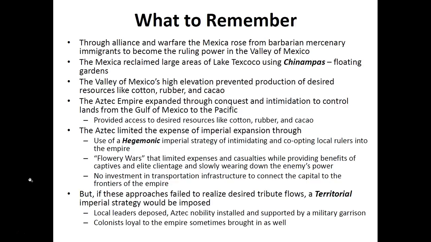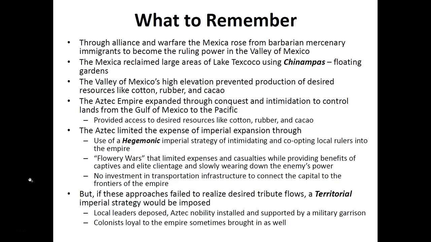If the hegemonic approach, however, failed to realize the desired tribute flows, if there was continued resistance, a territorial strategy would be imposed. The local leaders would be deposed, Aztec nobility installed as the new leaders, and this new Aztec ruler would then be supported by a permanent resident military garrison. Now this is expensive, and hence greater preference was held for the hegemonic approach.